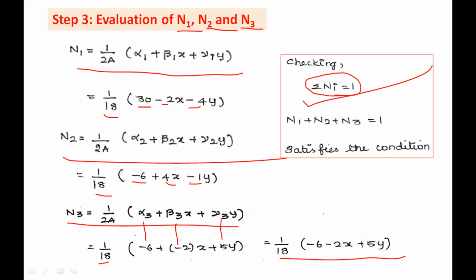First, the y coefficient: minus 4 minus 1, so minus 5y, here plus 5y, that will cancel each other. Minus 2 for the x coefficient, minus 2 plus 4, so plus 2 and minus 2 will cancel. Then the constant: 30 minus 6 is 24, then minus 6 is 18, 18 by 18 we will get 1. So the condition is satisfied. We can proceed to the next step.